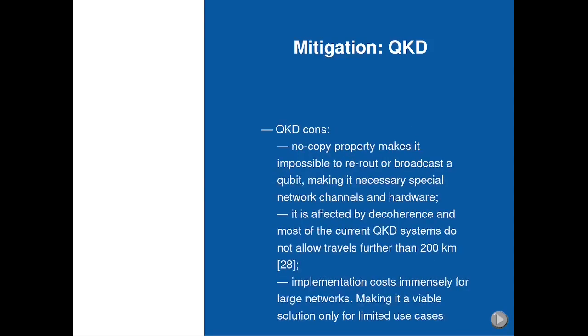The cons of QKD. The no-copy property makes it impossible to reroute or broadcast a qubit, making special network channels and hardware necessary. Second con, it is affected by decoherence, and most of the current QKD systems do not allow long distances. And the last, implementation costs. Implementation costs are very expensive for large networks, making it a viable solution only for limited use cases.